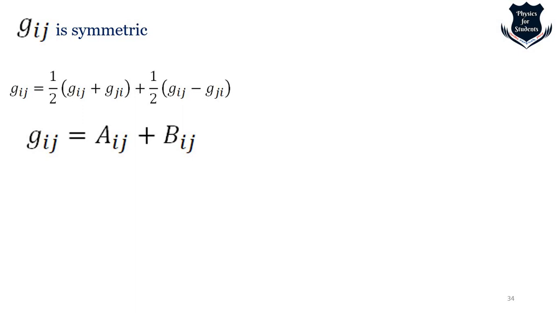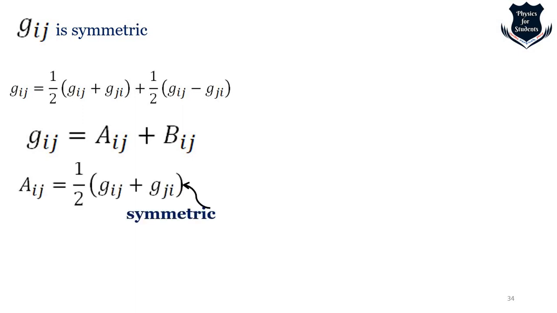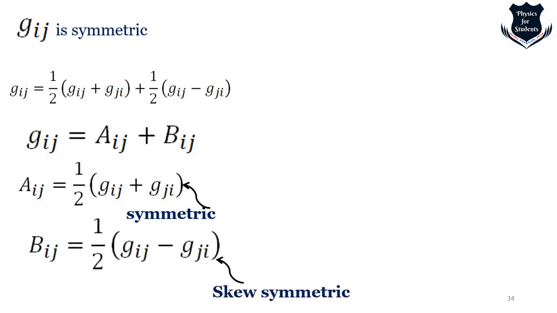Now we will prove that gij is symmetric. Now this can be written as this, right? I'm following the skew-metric rule. This one, why? Because this is skew-symmetric. This is symmetric, and then the next part is skew-symmetric. So what happens because of this?